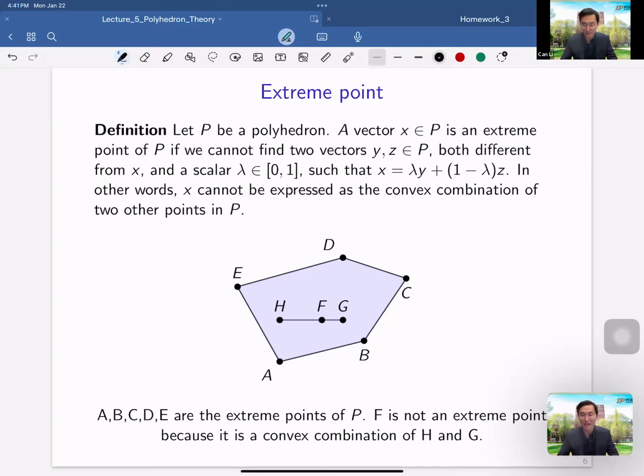On the other hand, if you look at this point F, that is within the polyhedral, it is clearly not an extreme point because you can express F as a convex combination of these two points H and G, right? It lives within the line segment of H and G. So that's the definition of an extreme point. Okay.